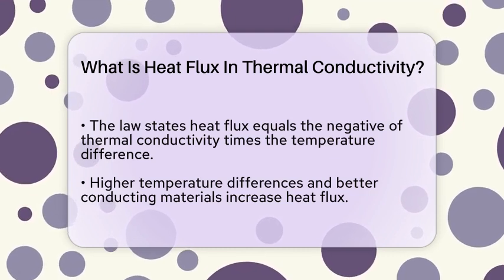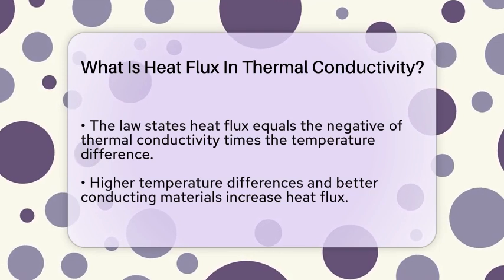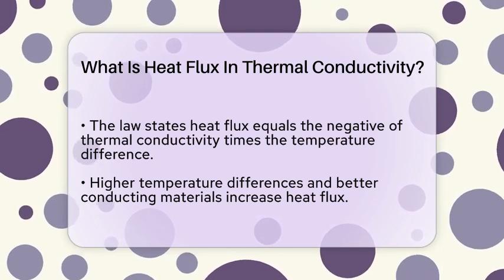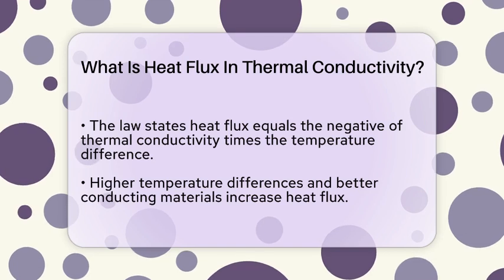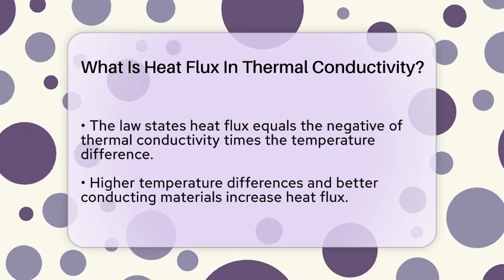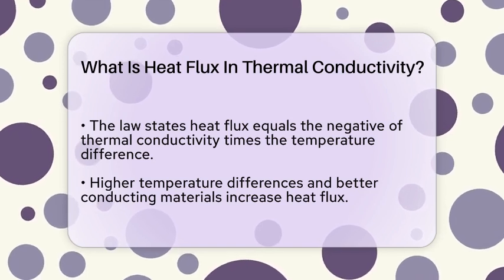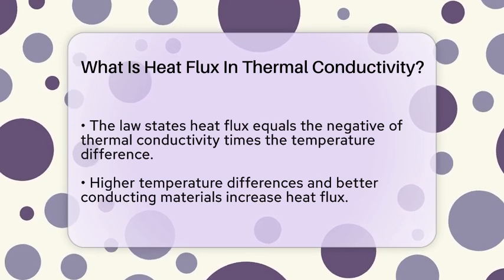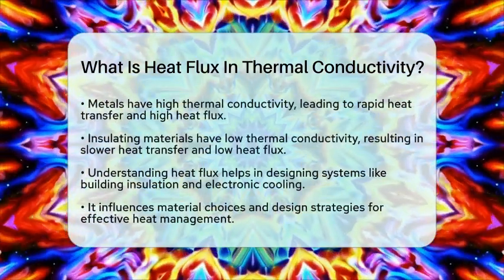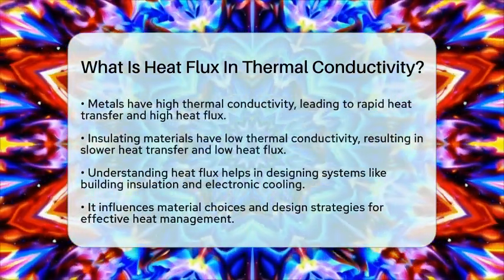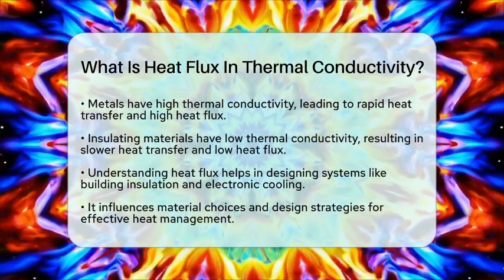a temperature difference. Insulating materials, on the other hand, have low thermal conductivity, so they transfer heat slowly, resulting in low heat flux. This principle helps engineers choose the right materials for things like building insulation, electronic cooling, or even cooking utensils. Understanding heat flux helps us see how fast heat moves through different materials.